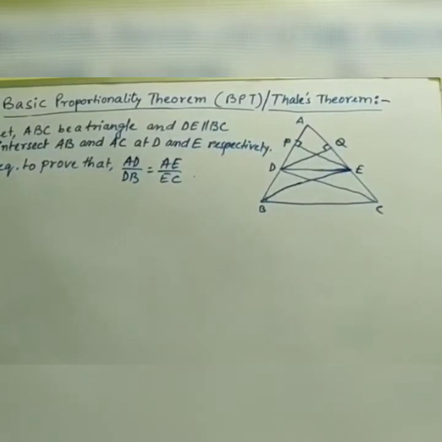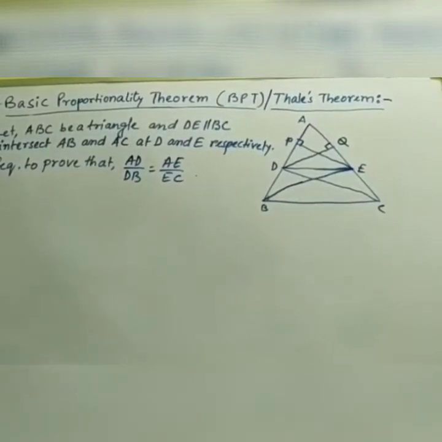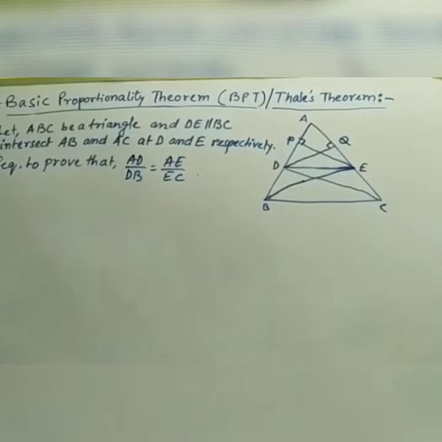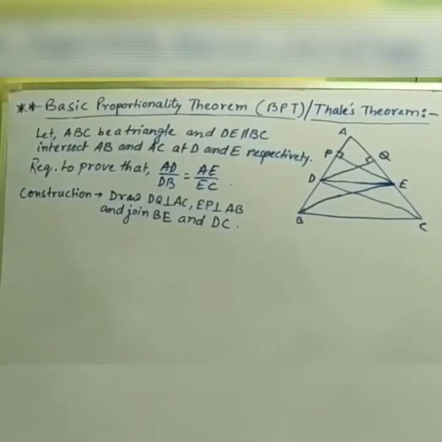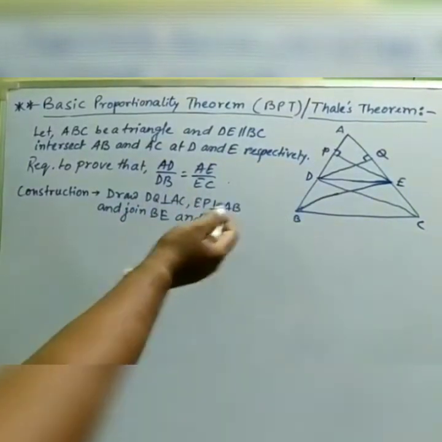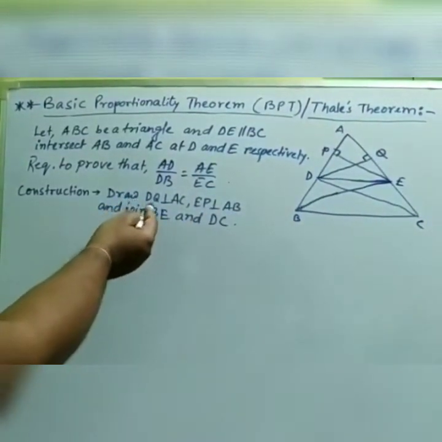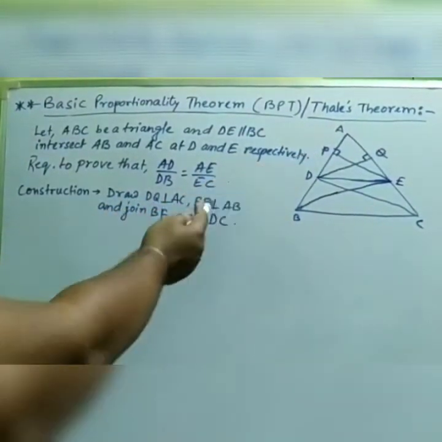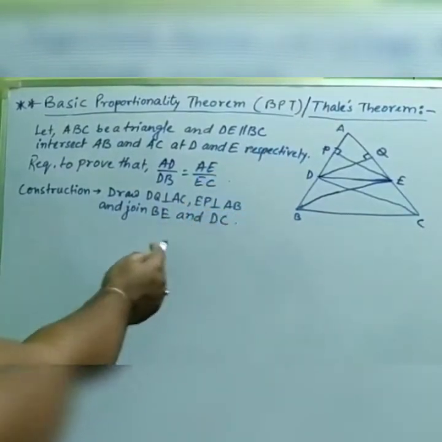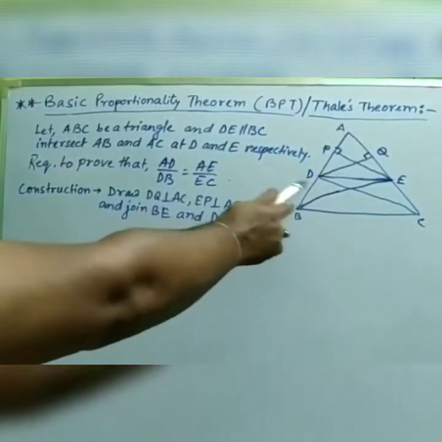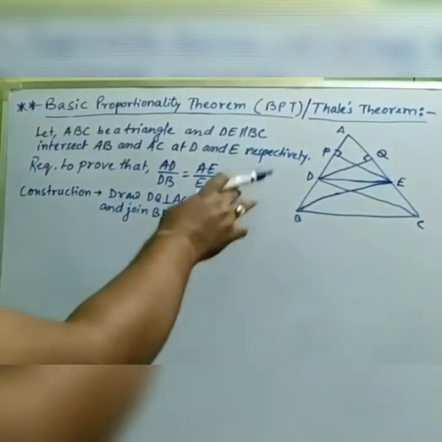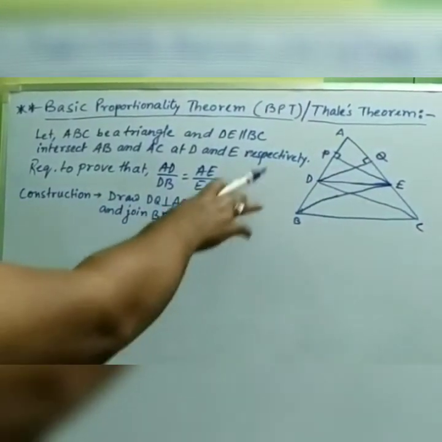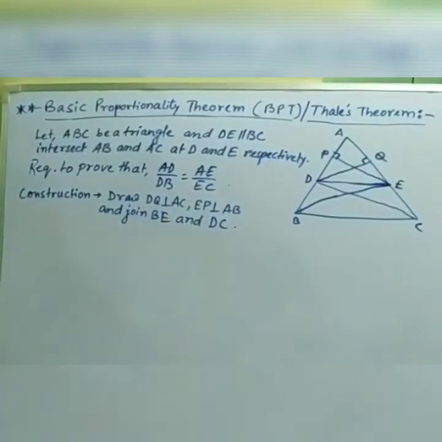So these are all about the constructions, and whatever we have done as a construction, we will write here. So the construction is DQ perpendicular to AC, EP perpendicular to AB, as well as we have joined BE and DC. So this is all about construction, whatever you draw for the support of the proof, you need to write here as a construction. So now we'll go for the proof.